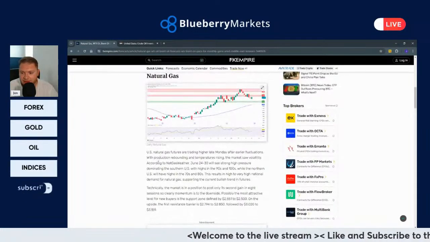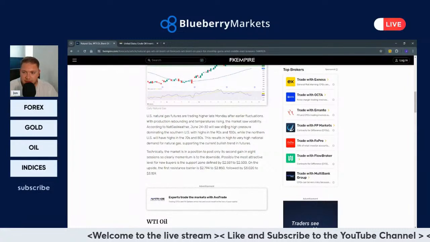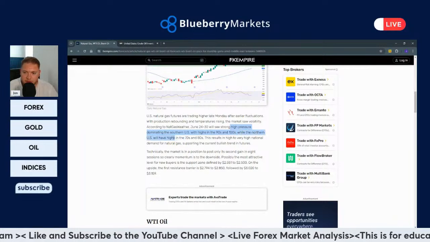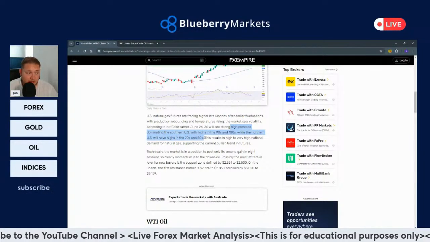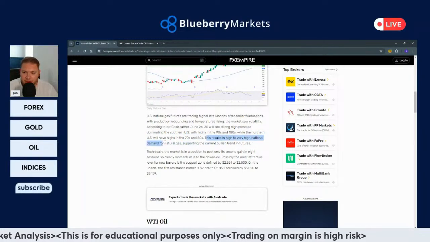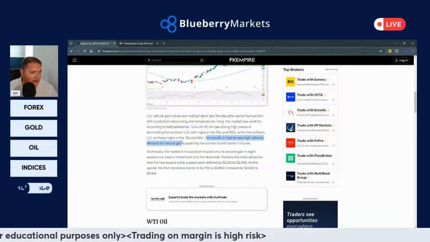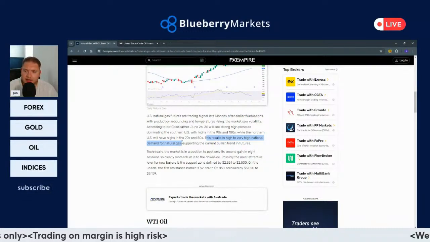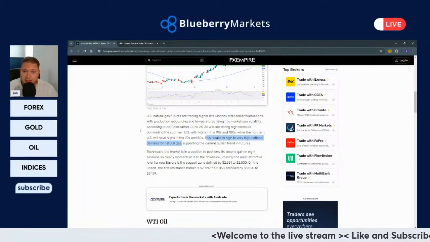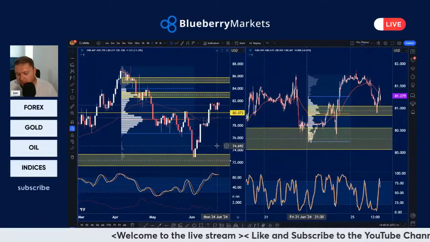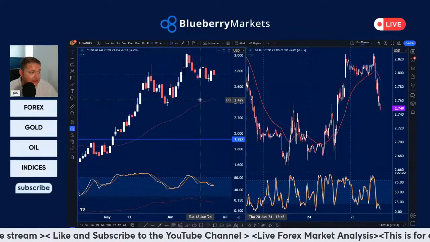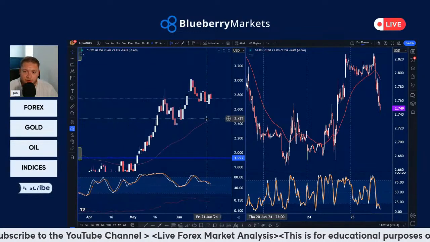If we look at natural gas, why we're seeing natural gas, we've got high pressure dominating the southern US with highs of 90s and 100s, while the northern US have highs of 70s and 80s. So there's basically a big heat wave going on in the US right now, and that's resulting in very high national demand for natural gas. Huge demand for natural gas right now, used in air conditioning, things like that. So we've also got EU sanctions in Russia on natural gas. So oil and natural gas could naturally see continuations to the upside here because there is demand for the commodity.